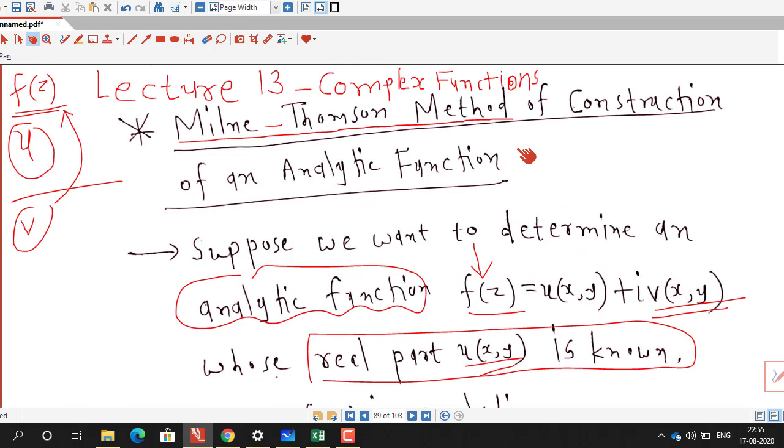We have discussed how to construct an analytic function whose real or imaginary parts are given. So I hope you like this lecture.